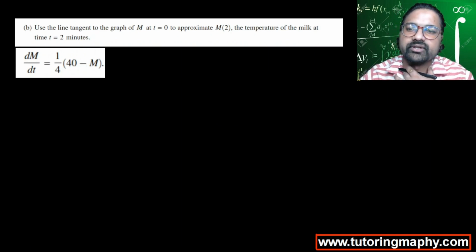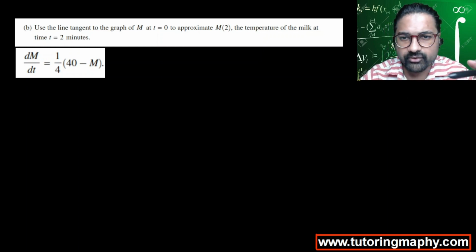The next one is use the tangent line approximation, the line tangent to the graph of m at t equal to 0, to approximate the value of m of 2, the temperature of the milk at t equal to 2 minutes.